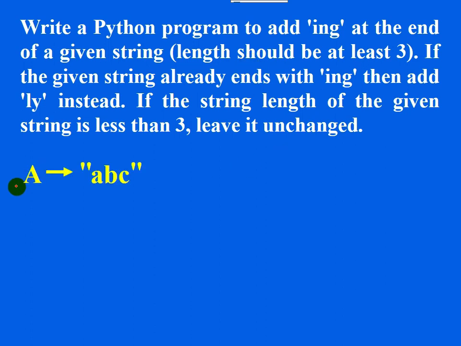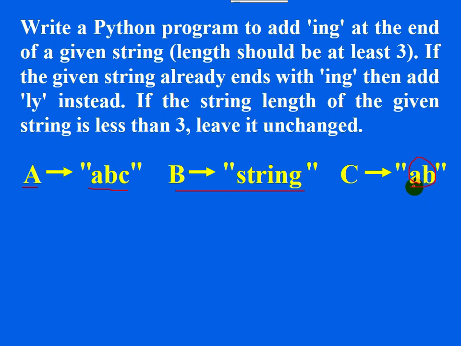Consider 3 strings. Suppose A is pointing to the string ABC, B points to the string, and C points to the string AB. 3 examples. Here you can see the length of the string is greater than or equal to 3, so certainly you can process this one. Here the string does not end with ing. The last 3 characters of the string are not ing. So what should I do? The program should add ing to the existing string, which means to A, ing should be appended at the end, so your result must be ABC followed by ing. ABC should be concatenated with the substring ing.